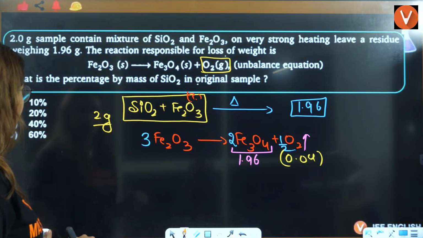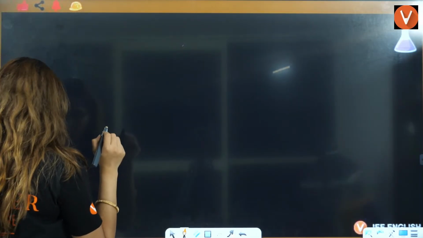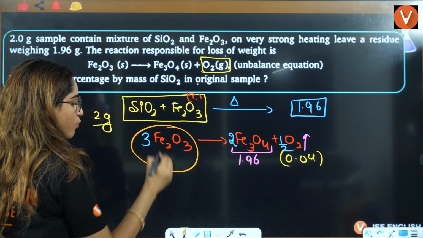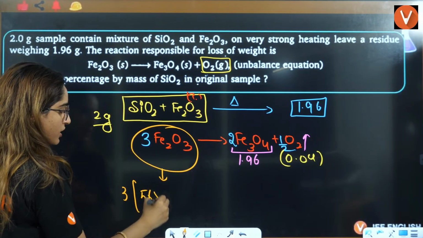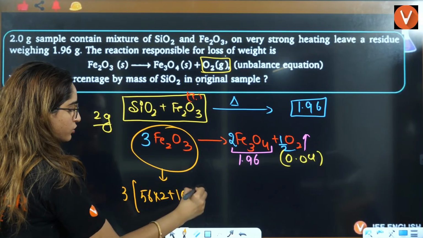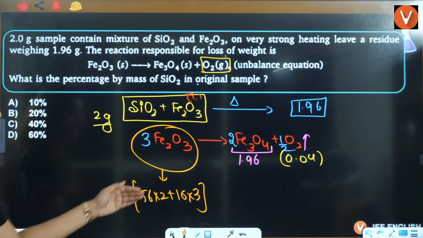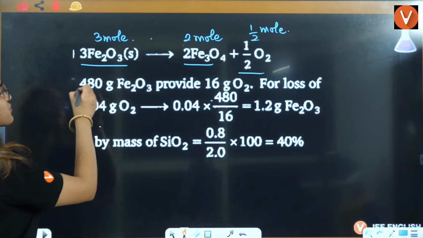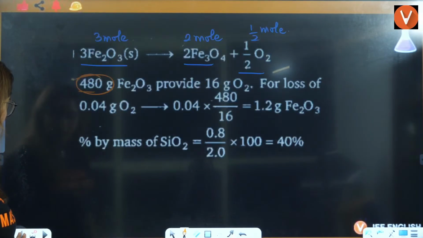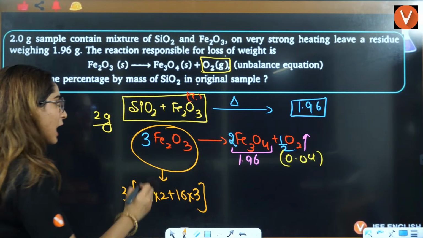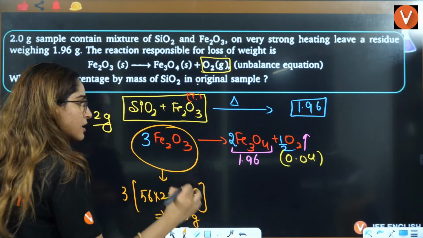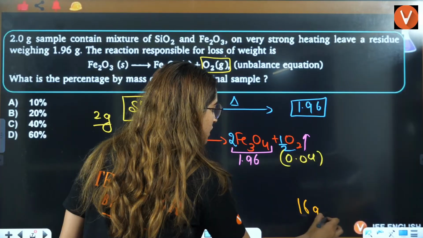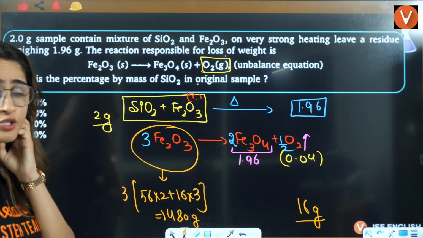Now, this is nothing but 3 multiplied by (56 multiplied by 2 plus 16 into 3). Solve this and the answer you will get is 480. You can solve this, the answer you will get is 480. So that means in 3 moles, you have 480 grams. This is 16 grams. Now I am going to compare these two things.